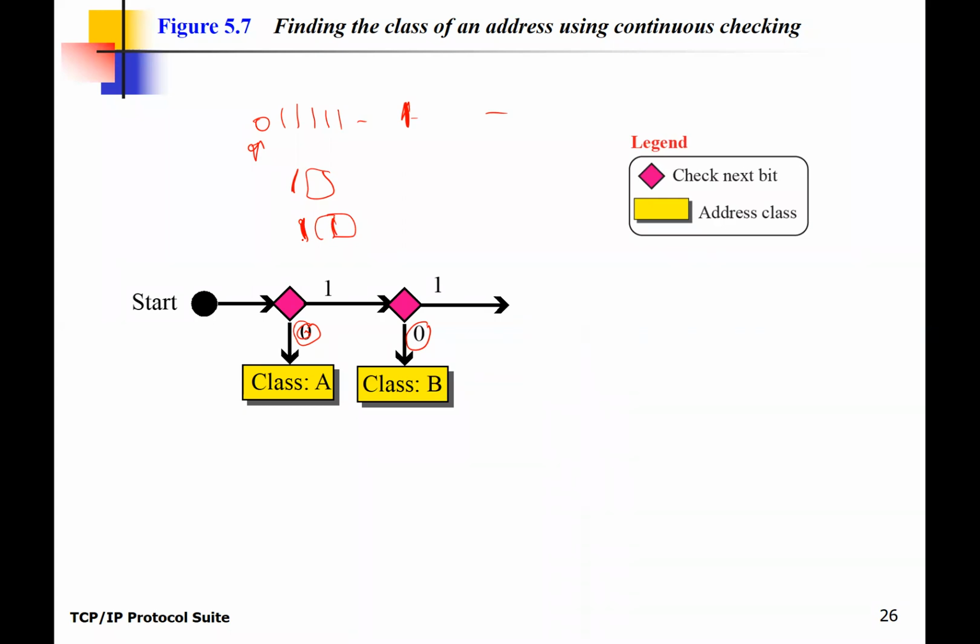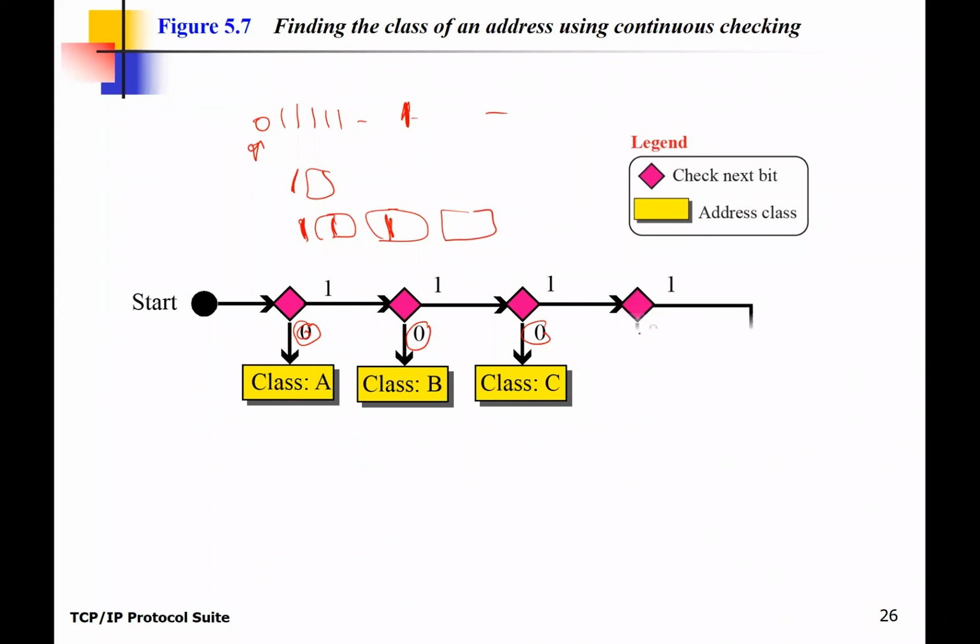I cannot decide because I have to look at the third bit now. If the third one is 0, I will know it's class C. But if it's 1, can I tell? I cannot tell. I have to check the fourth bit. If the fourth bit is 0, I will know it's a class D. If it's not 0, that means it's a class E. All right, simple. So how many ways do you have to check? 3 ways. All right.